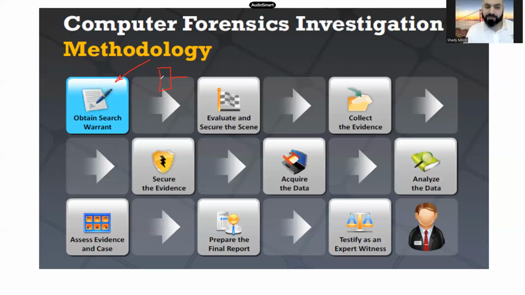The same thing applies here. When we are searching a computer for evidence, we cannot really go and seize this computer and take it to our IT room and start to search it without the authority from the company or without the law or the court authority. So the first thing here is the search warrant.